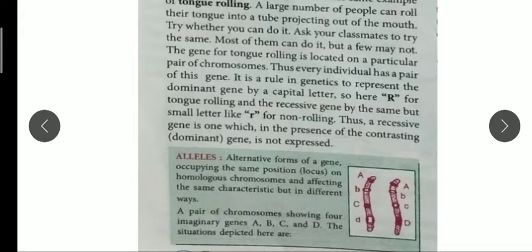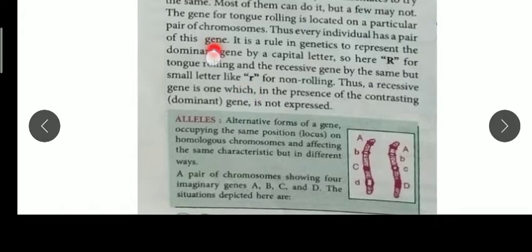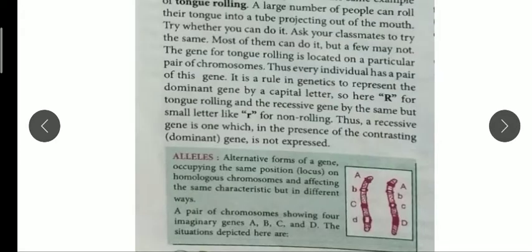You can observe also. Then a recessive gene is one which, in the presence of a contrasting dominant gene, is not expressed. So you can underline this line and always remember that in the presence of the dominant gene, the recessive gene is suppressed and will not express its character. In this green box, the definition of allele is given. So you read it by yourself. I told you so many times.